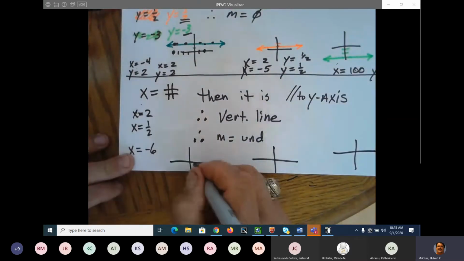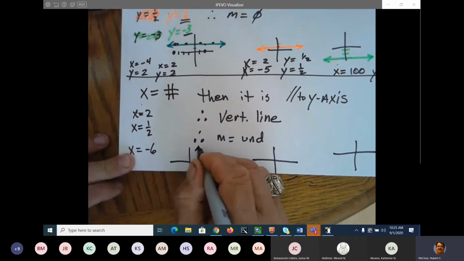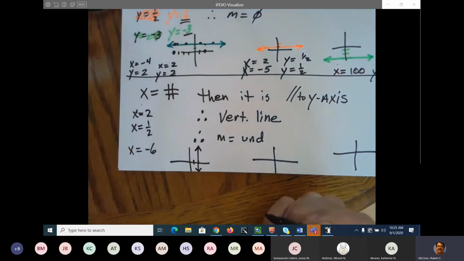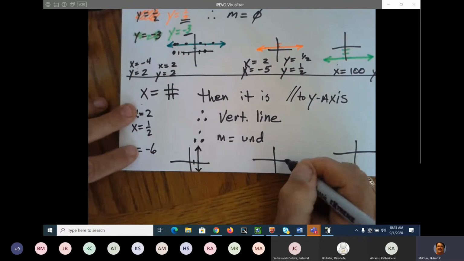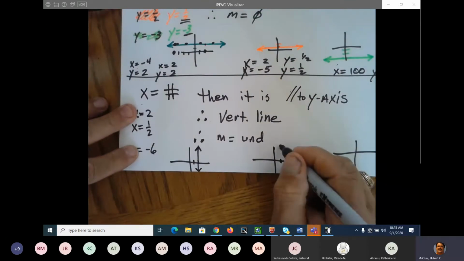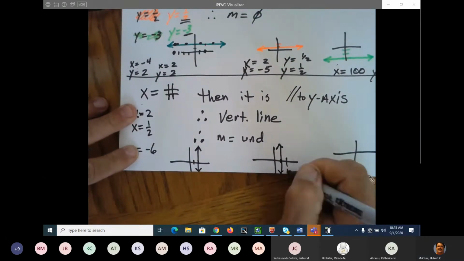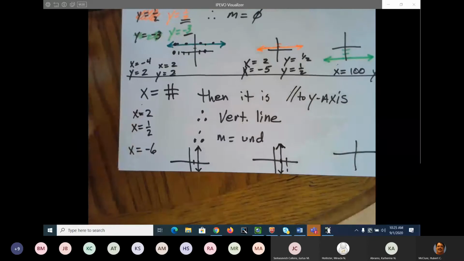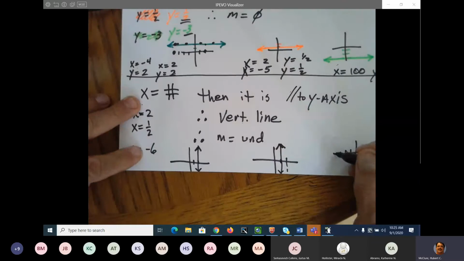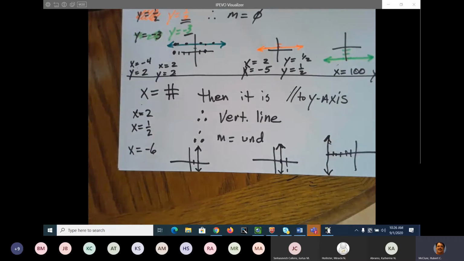X is equal to 2. 1, 2. There's your line. 1/2. And x is equal to -6. That means no matter what y is, what is x always going to be? X is always going to be either 2, 1/2, or -6.